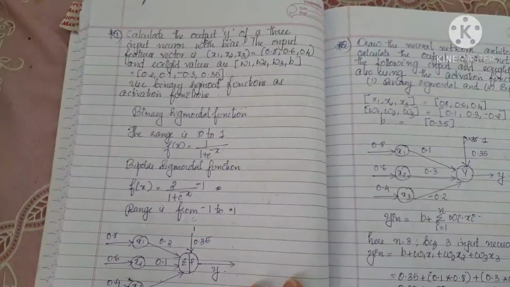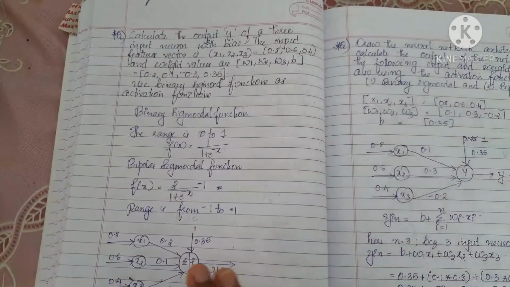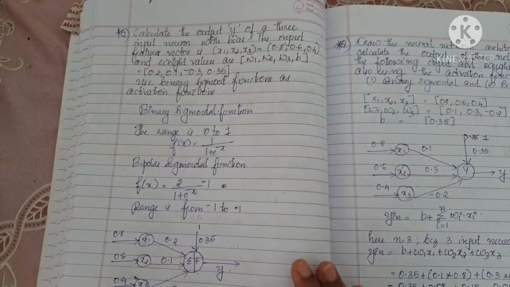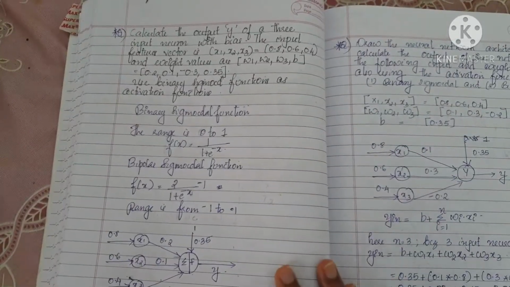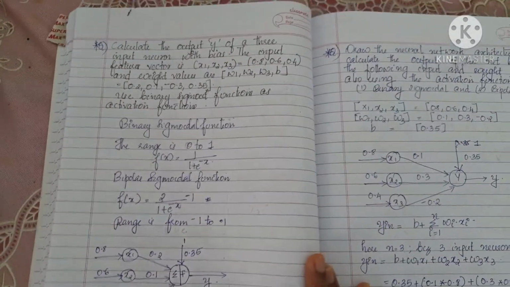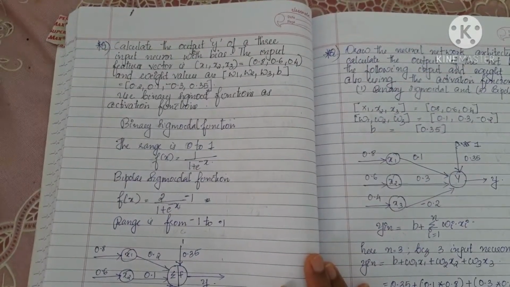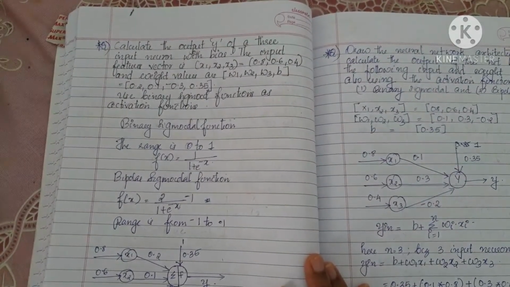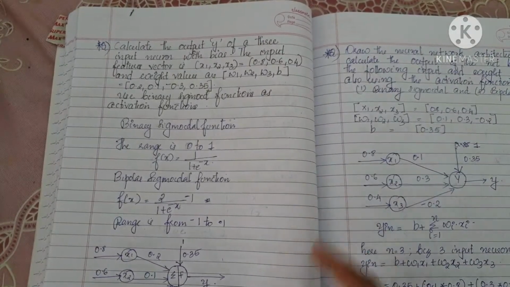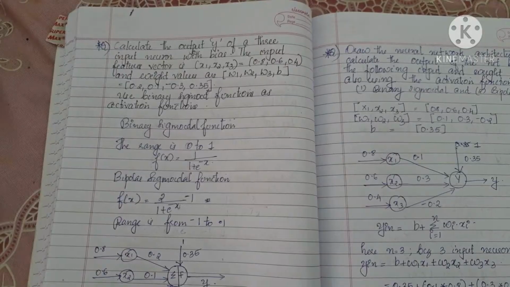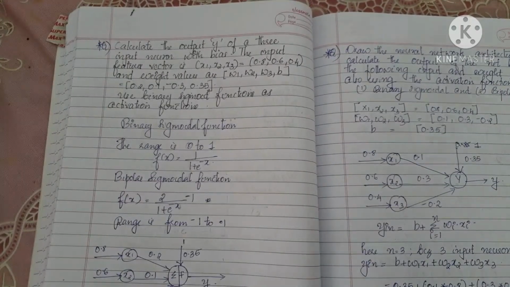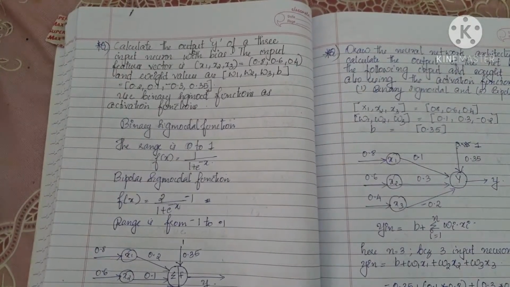Hi all, in this video we are going to solve some of the problems which come under activation functions. Okay, so let's see the question first. Calculate the output y of a 3-input neuron with bias. The input feature vector is given, that is x1, x2, x3, which is equal to 0.8, 0.6, 0.4.